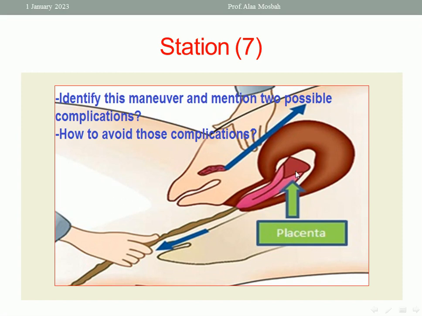Retained remnants, postpartum hemorrhage. Okay. So uterine inversion, retained placental remnants, and postpartum hemorrhage. How to avoid, as I said, by doing gentle cord traction only during uterine contraction, okay, and also by giving the patient uterotonics to enhance uterine contraction, like oxytocin infusion.